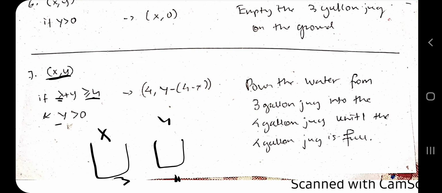And y is greater than 0. That's also true. What we can do is make it 4. Means whatever is present here, pour it here. Okay, whatever is present here, pour it here. And this one will be y minus (4 minus x).